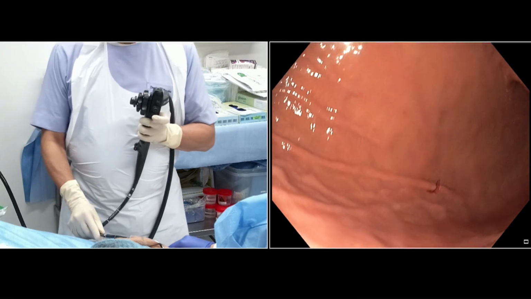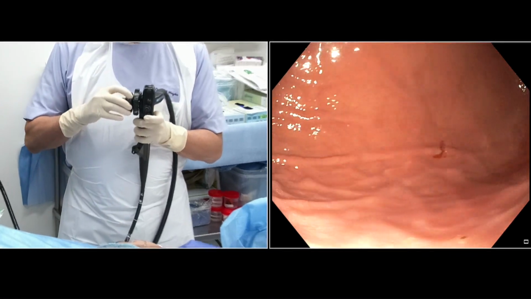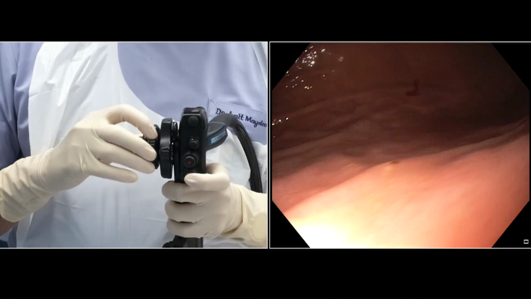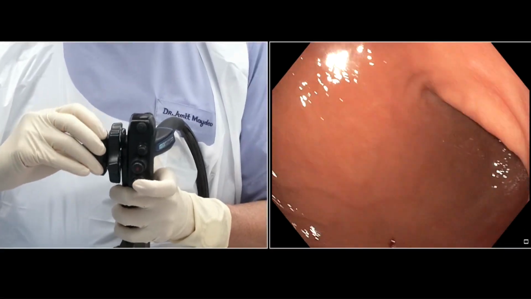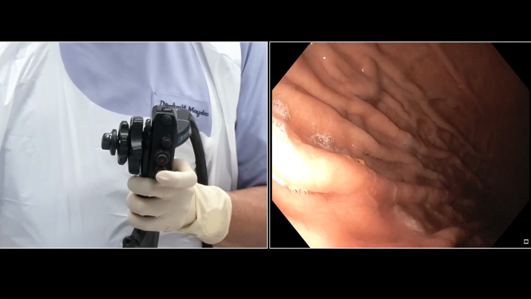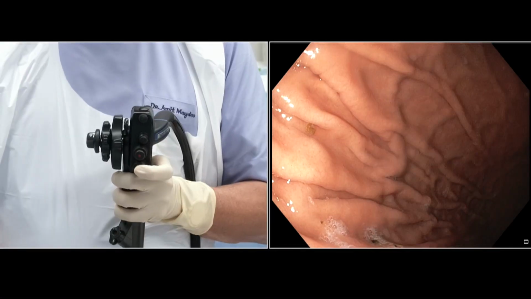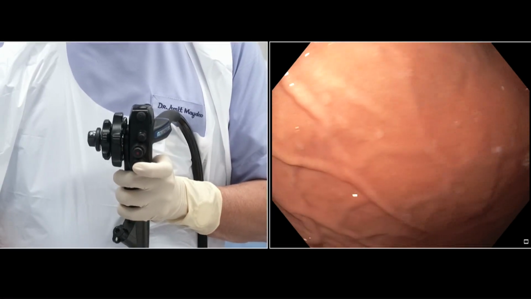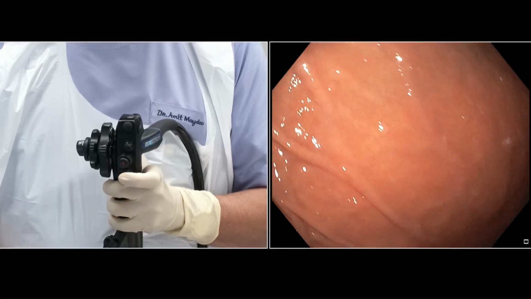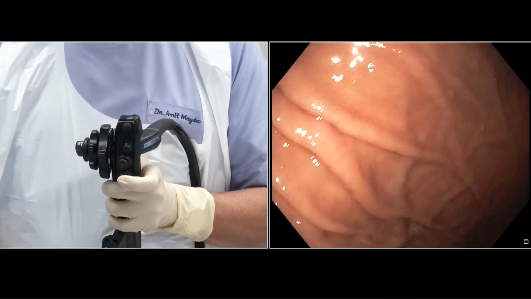So how do we rotate the scope? We turn the small wheel to the left, the big wheel up, small wheel right, big wheel down, small wheel left, big wheel up. So this is a movement which all of you should practice so that you will know that each and every part of the stomach is well visualized. So keep on gently seeing each and every part.